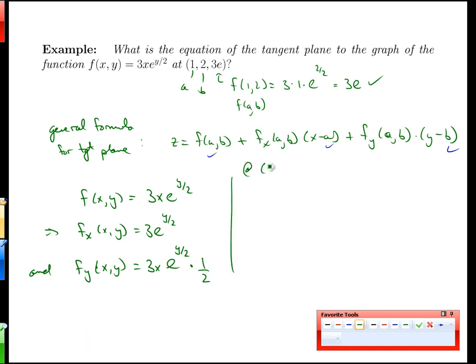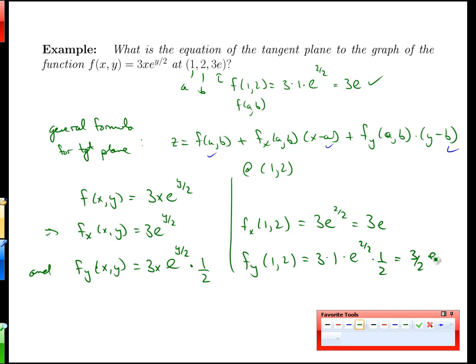What else do we need? Well, we need this at the point 1, 2, which is our a and b points. And let's get our x in here, subscript. This is the general formula for the x slope at any point. Here's the x slope at the particular point we want. It'll be 3e to the 2 over 2, or 3e. And f sub y will be 3 times 1 times e to the 2 over 2 times 1/2. That'll be 3/2 times e.